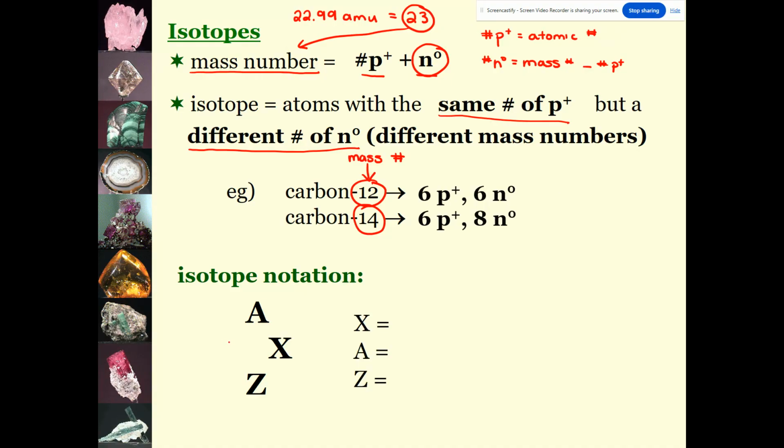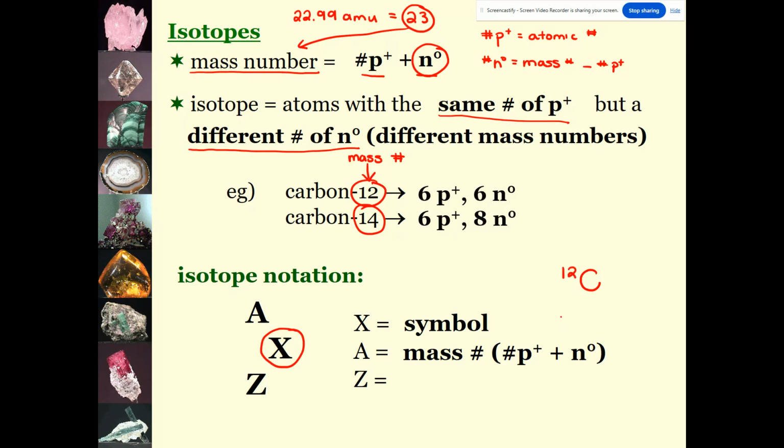Isotope notation is always X, which is going to be the symbol of the element. So for example, for carbon-12, that would be a C. The A is a number written to the top left-hand side of the symbol, which is the mass number. So for carbon-12, it would be a 12.